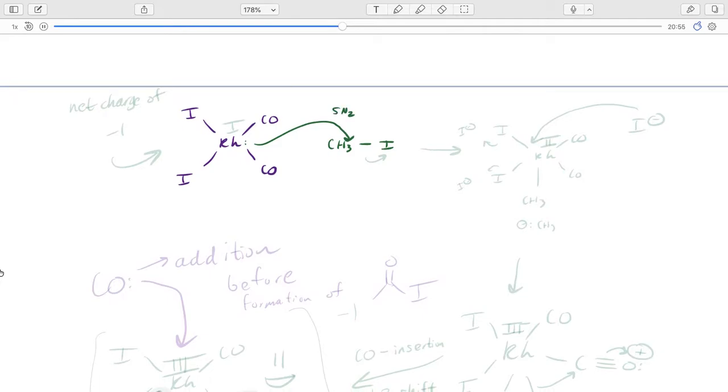SN2. We'll bump off the iodide, making rhodium, iodide, iodide. I'll put the methyl down here. Doesn't really matter which order unless you're thinking about the geometry or thinking about majorly reassessing your life.